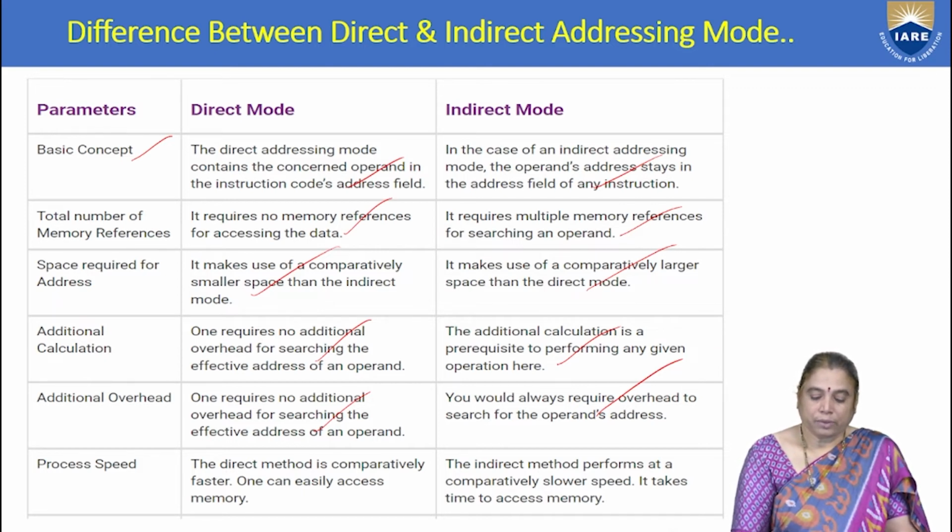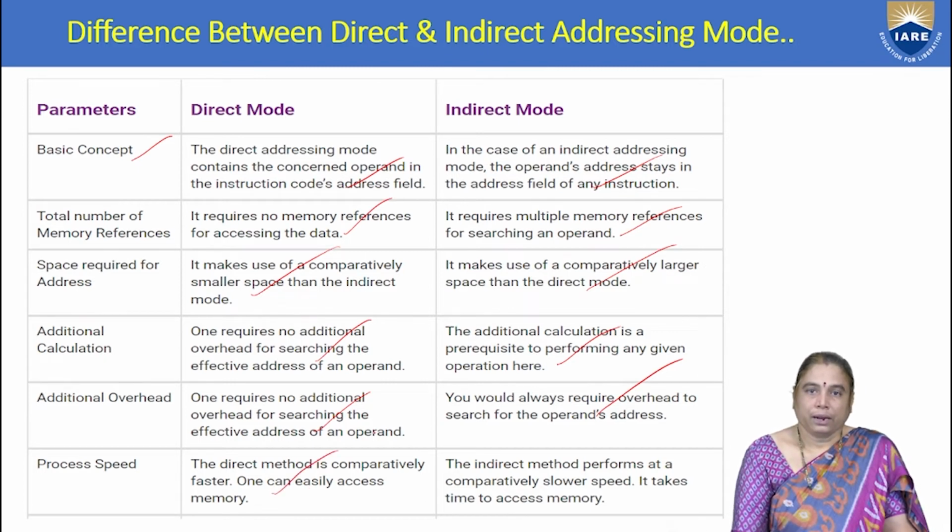Process speed: the direct method is comparatively faster. Direct accessing of the operand is possible with the address specified in the instruction. But in comparison with the direct mode, the indirect mode is somewhat slower. So these are the basic differences that exist between the direct and indirect addressing modes.